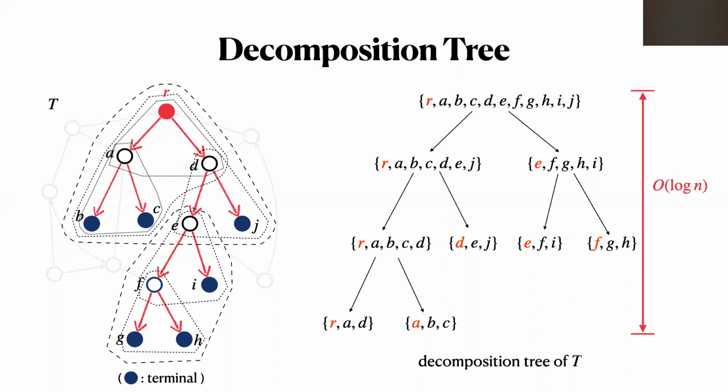It's easy to see that this decomposition tree is of size order log n, since if you assume the original graph has n vertices, then the depth of the decomposition tree is clearly order log n. And given the decomposition tree of T, we can recover T by taking the union of all the leaves of the decomposition tree.